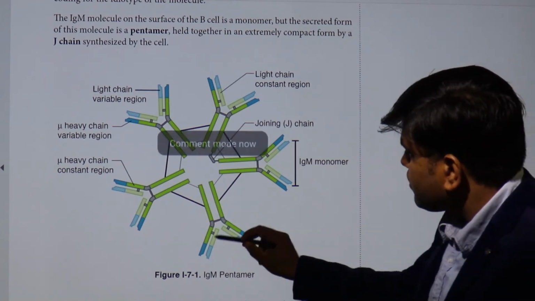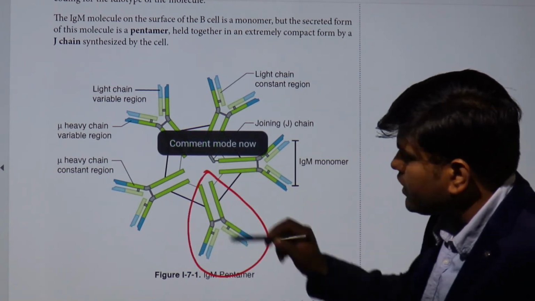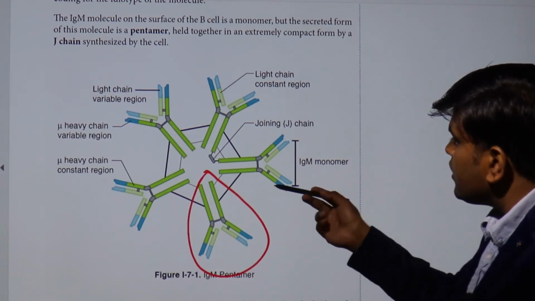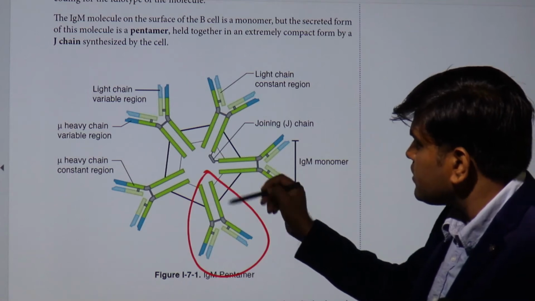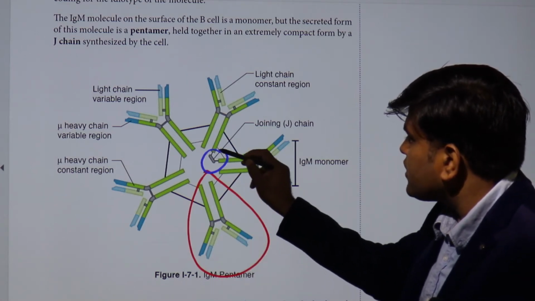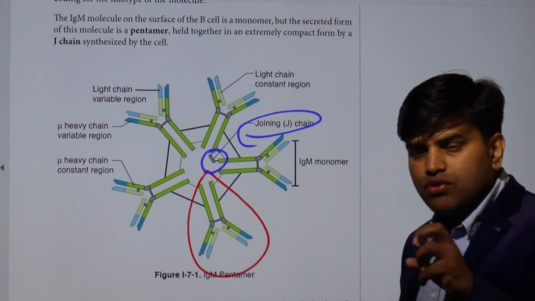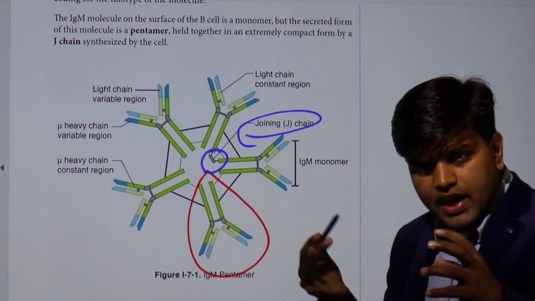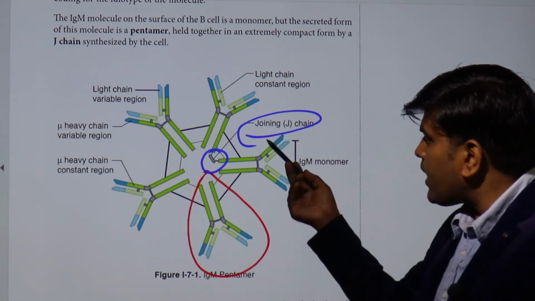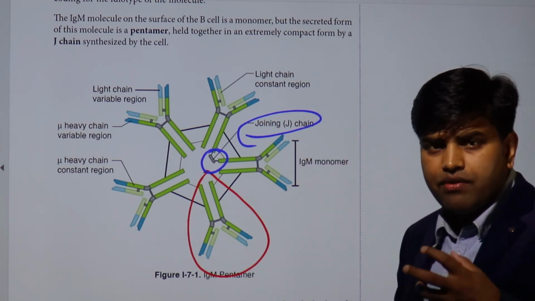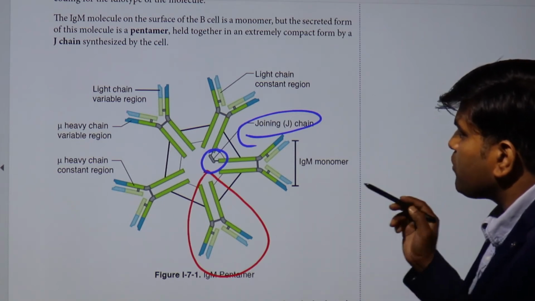So suppose this is the monomer, one unit, and that is only present as a receptor on the B cell, but while secreting, they are joined together by this J chain. This is the J chain joining, and then they form the pentamer. So the 5 single units are attached to one another with the help of the J chain when they are secreted, when they are released. This is the structure of immunoglobulin M.